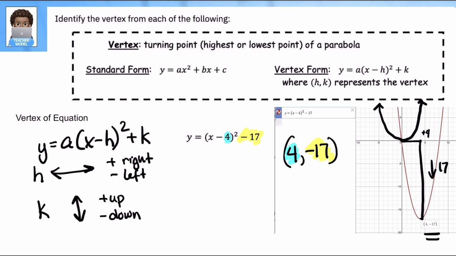So when we get an equation in this form, what we can do is write the equation right on top, literally right on top.